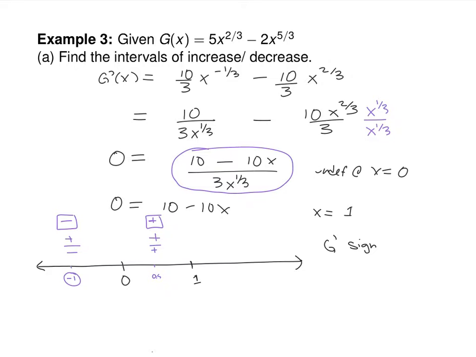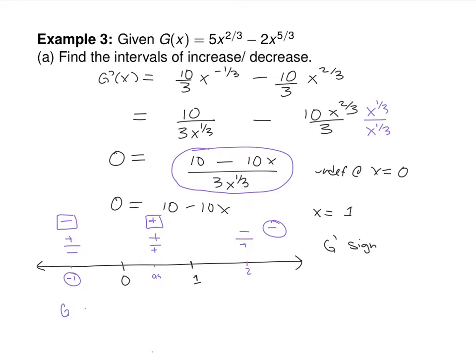And how about past 1? That's, say, like 2. Now, 10 minus 20 is definitely negative. Minus over plus, so minus. And your number line is not your answer. You have to give me the intervals, because students sometimes will pull their test points from their intervals and not the actual end points. I want you to give me intervals.